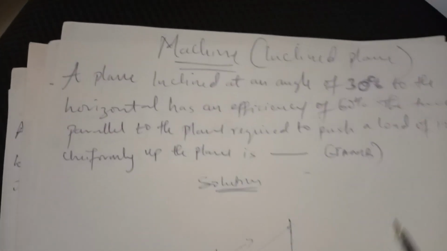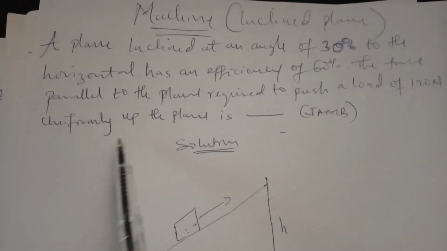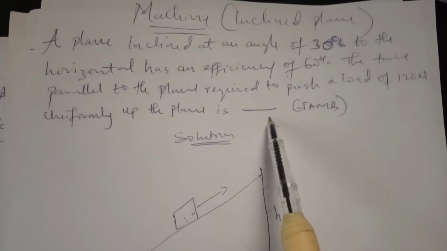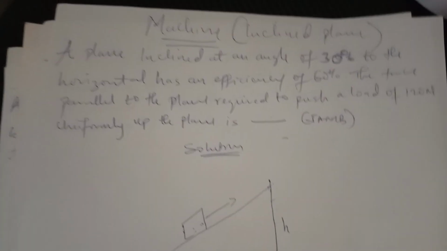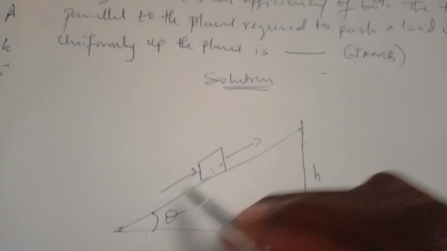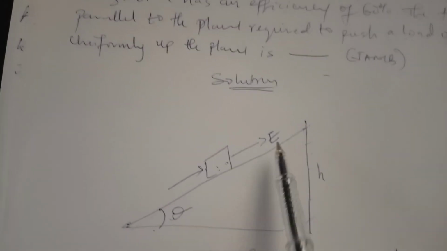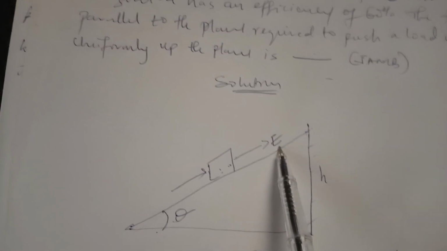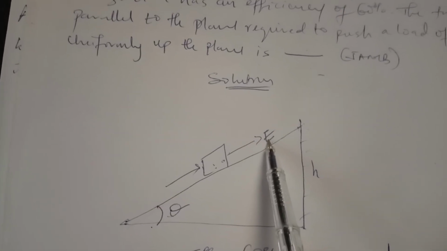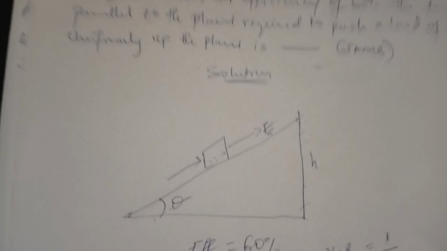But what's the question? The force parallel to the plane required to push the load of 120 Newton uniformly up the plane is dash. So what we are asked to calculate here is the effort. I told you from the diagram, the force needed to push this up is the effort. Are you with me now? That means we are pushing this load up, so what we have to calculate here is our effort.